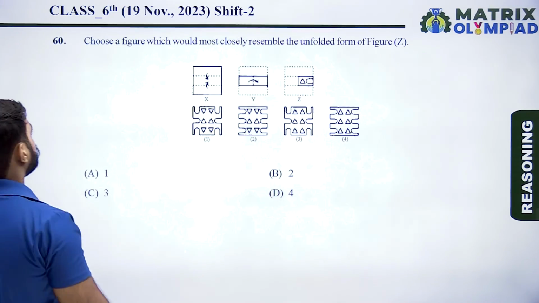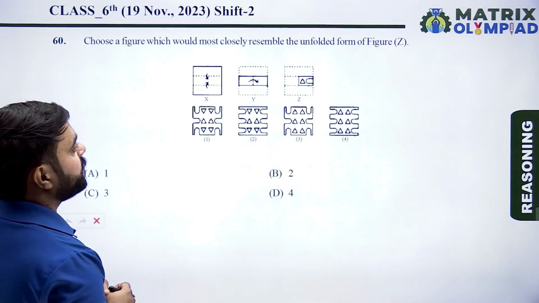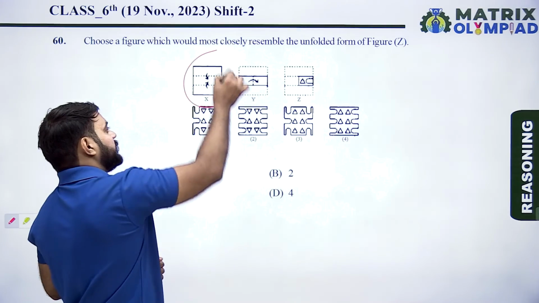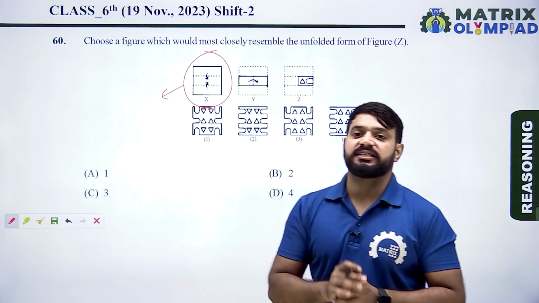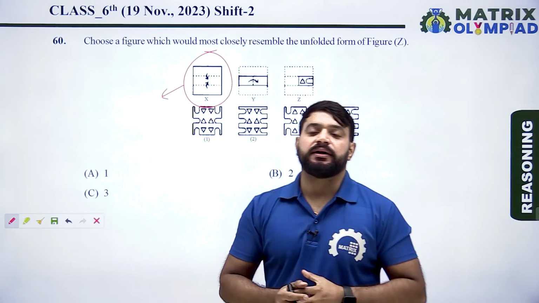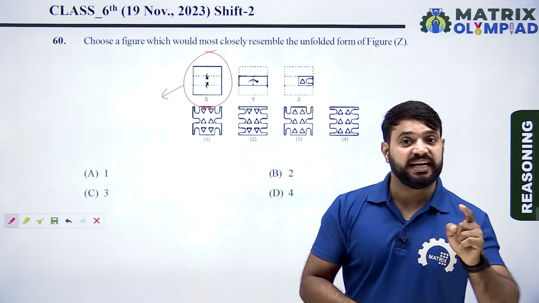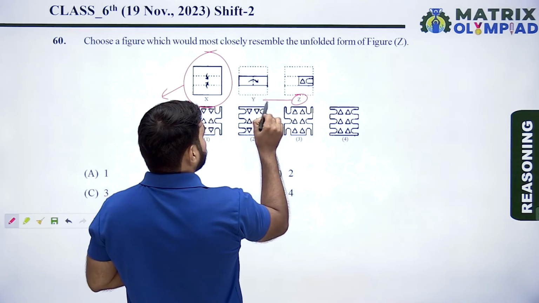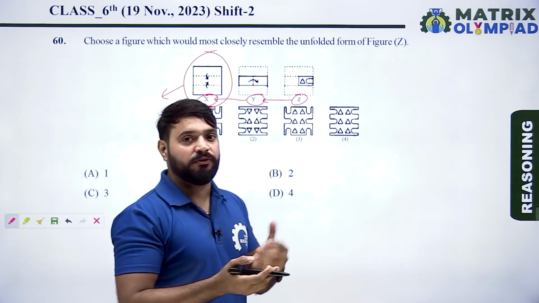So next question is question number 60. Choose a figure which would most closely resemble the unfolded form of figure Z. Now find the unfolded figure. It means find the figure of X, because X represents the unfolded paper. So unfold the paper in the same sequence in which it was folded and find the mirror image in each case. So when we unfold Z, then we get Y. Now we unfold Y, then we get X, and X represents the unfolded paper.